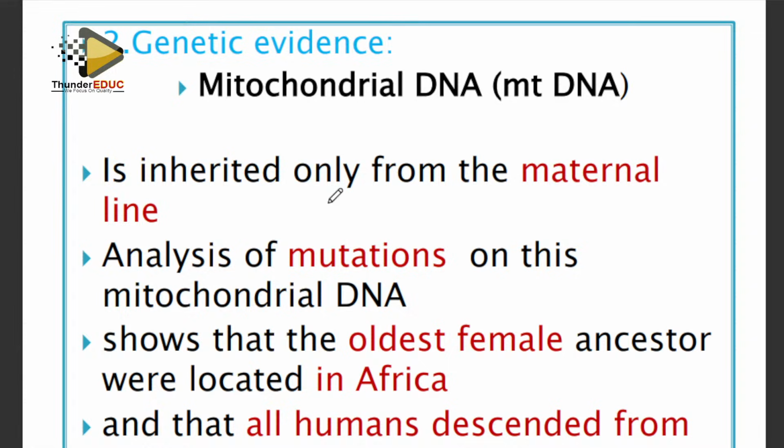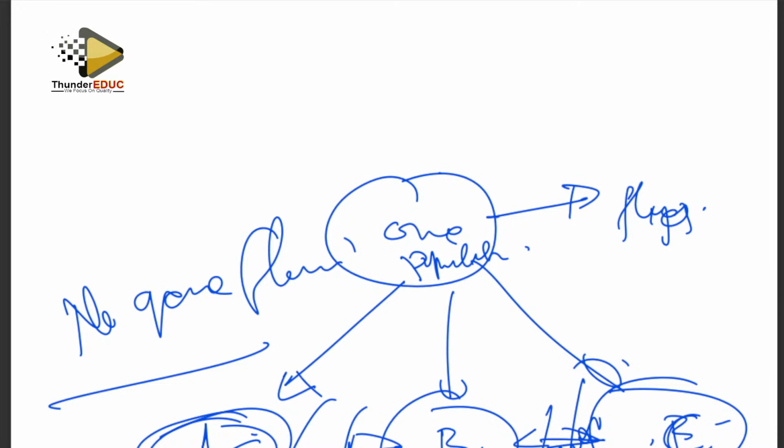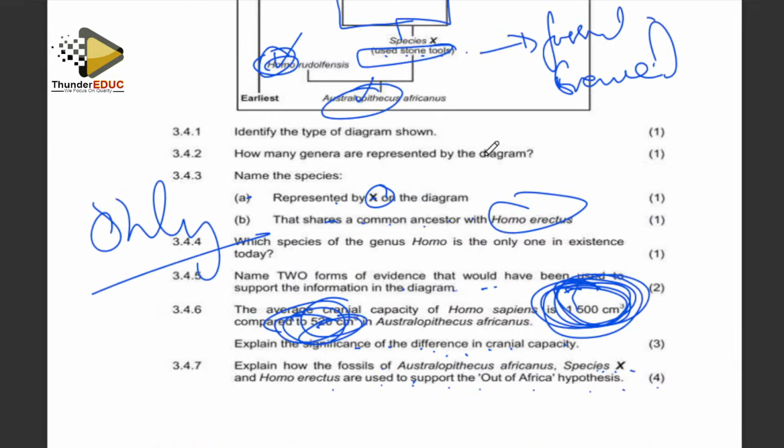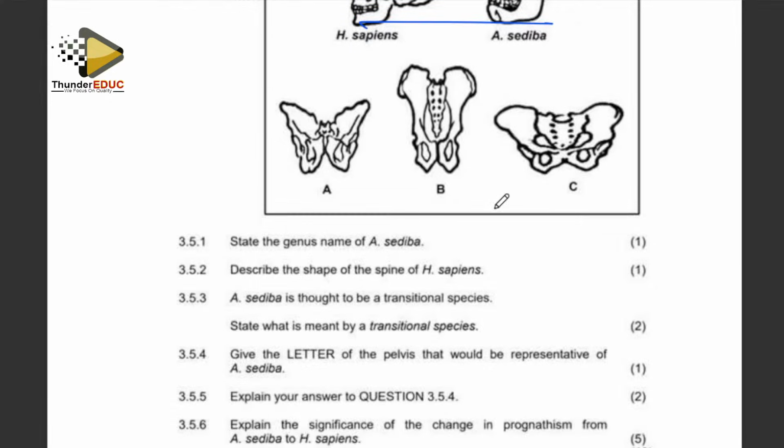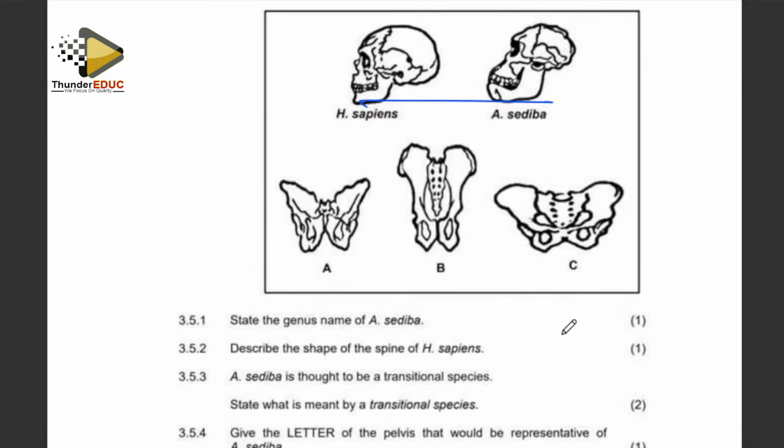So we go to the next question, the last question. It's the same questions. State the genus of Australopithecus sediba. Describe the shape of the spine for Homo sapien. We said it is S shape.